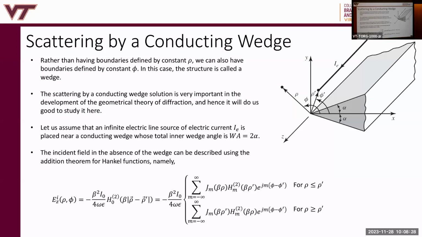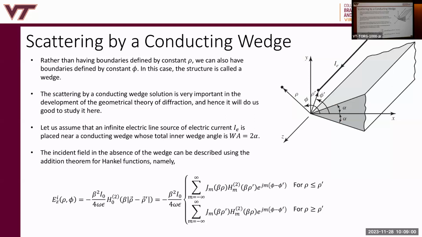Okay, so let us assume that an infinite electric line source of electric current I_e, which is here, located at rho prime and phi prime, is placed near a conducting wedge whose total inner wedge angle, WA, is equal to 2 alpha. So this is the total wedge angle here, which is 2 times alpha.